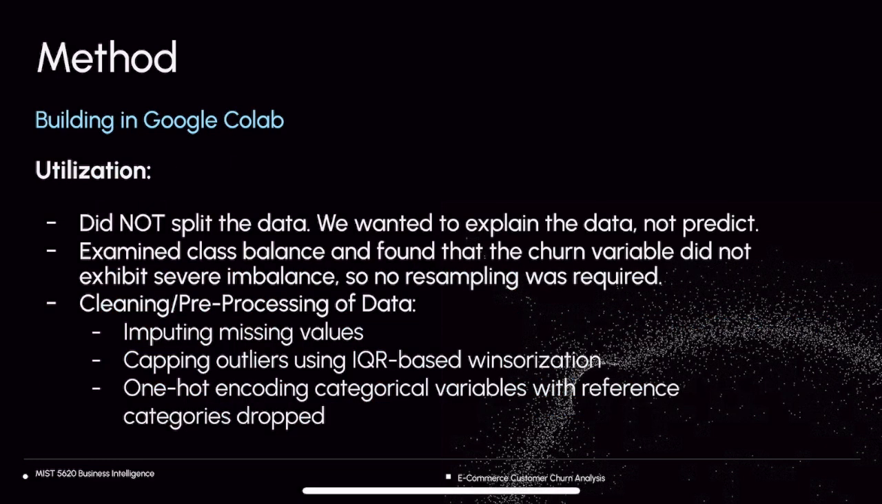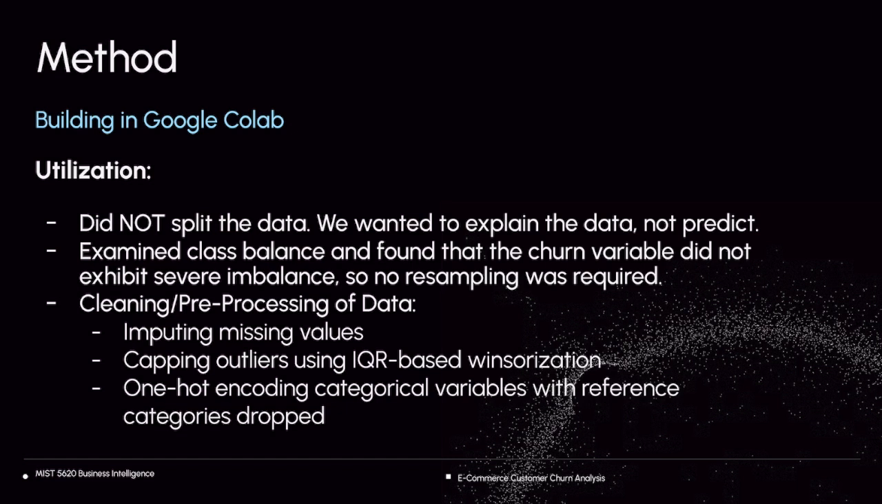So we built this in Google Colab with Python, and this is also how and why we made certain decisions. We did not split the data. We wanted to explain the data, not predict it. We just really didn't see the necessity of this. Then we examined class balance and found that the churn variable did not exhibit severe imbalance, so no resampling was required. There were no crazy outliers or anything extreme in the dataset, so we didn't do that.